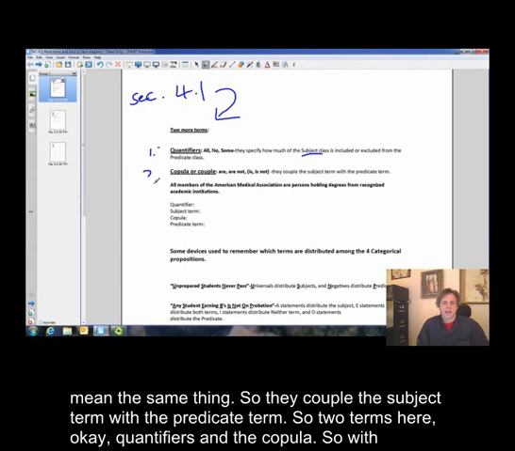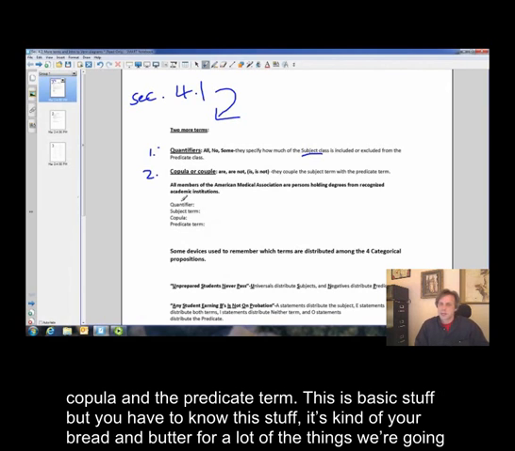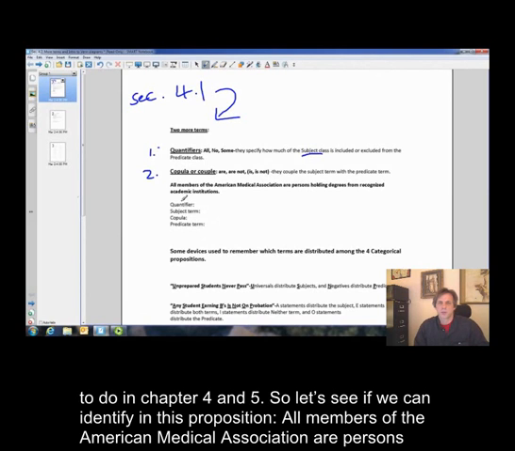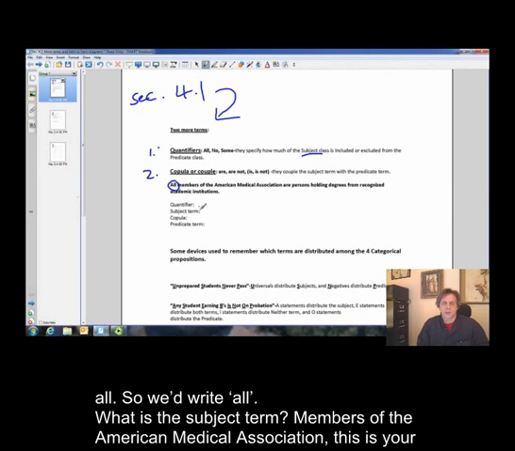Quantifiers and the copula. So with everything that we've done so far, let's look at this proposition and see if we can identify the quantifier, the subject term, the copula, and the predicate term. This is basic stuff, but you have to know it. It's your bread and butter for a lot of the things we're going to do in chapters 4 and 5. So let's identify in this proposition: all members of the American Medical Association are persons holding degrees from recognized academic institutions. What's the quantifier? The quantifier is right here. All. So we'd write all.